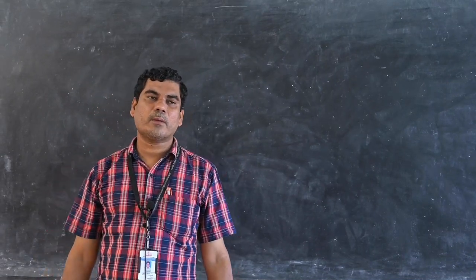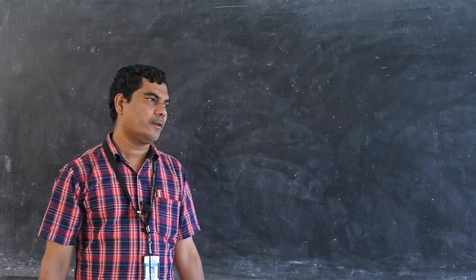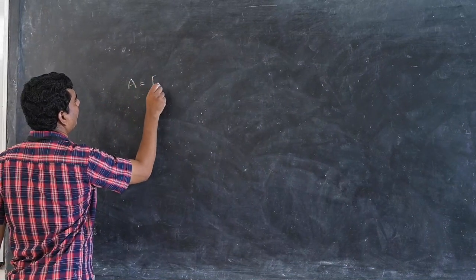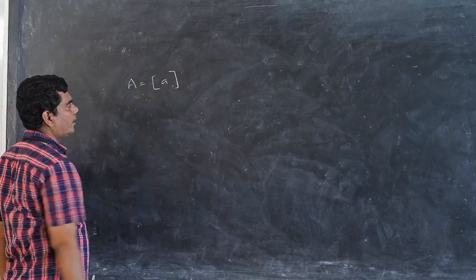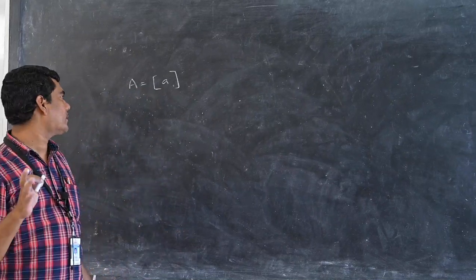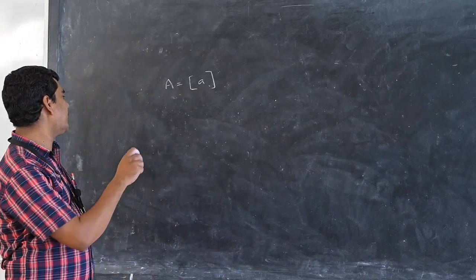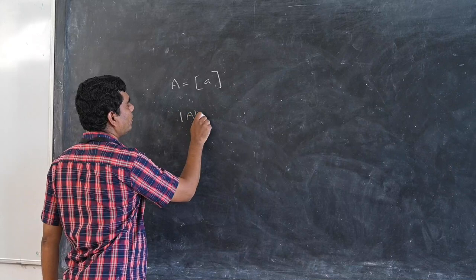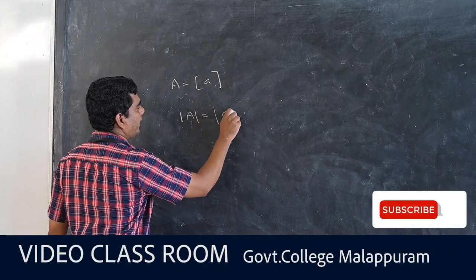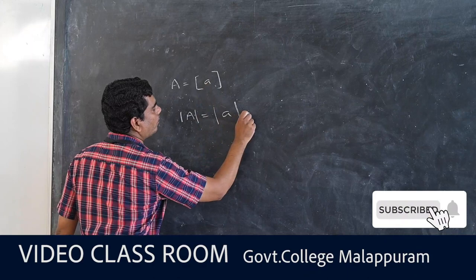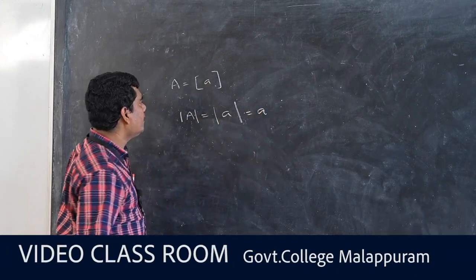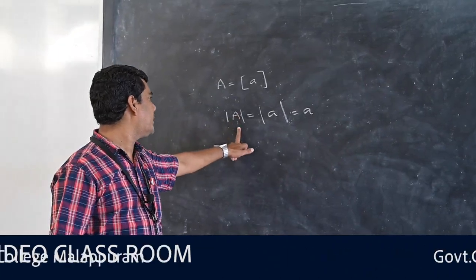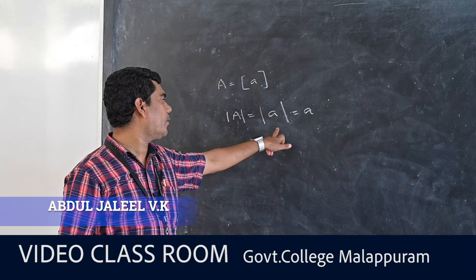Now we define a quantity called determinants for square matrices. First, for a square matrix of order 1, A is equal to [a]. The determinant of this square matrix is written as determinant A, and it reads as determinant A. This is the notation. This is equal to a. So the determinant of a square matrix of order 1, determinant A, is equal to a.